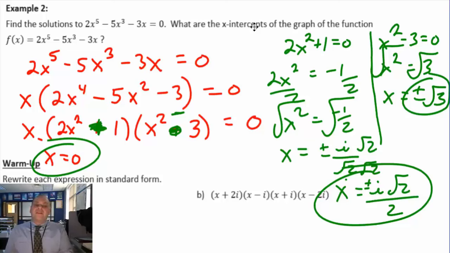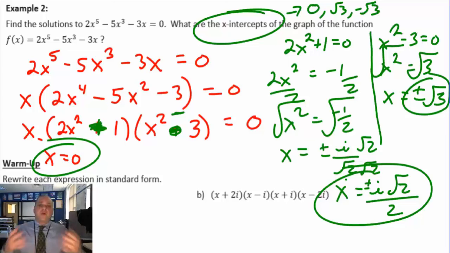But what are our x-intercepts? Our x-intercepts are only 0, radical 3, and negative radical 3, because our x-intercepts are only going to be our real solutions. That i stuff, those aren't really x-intercepts. They're solutions to the equation, but they're not x-intercepts.